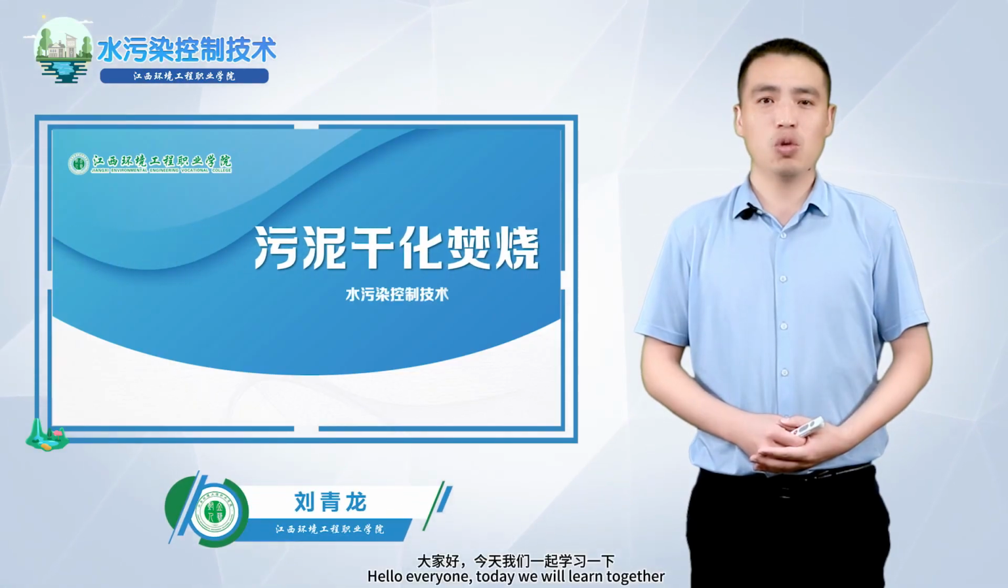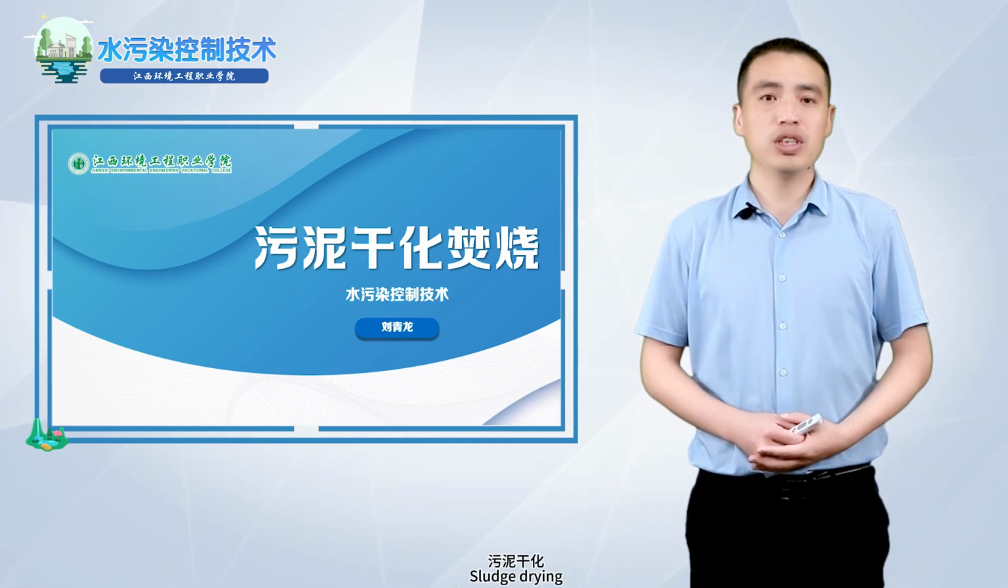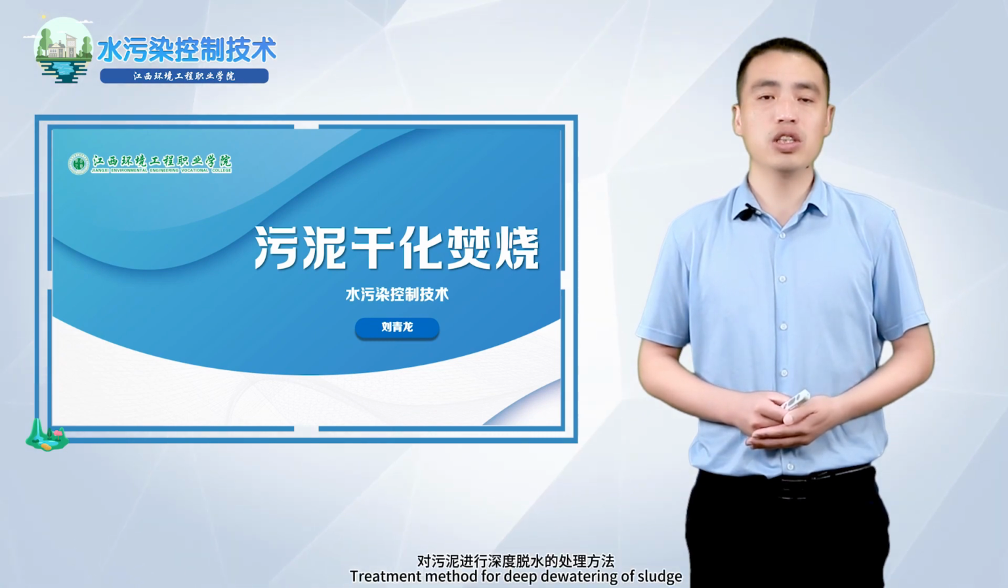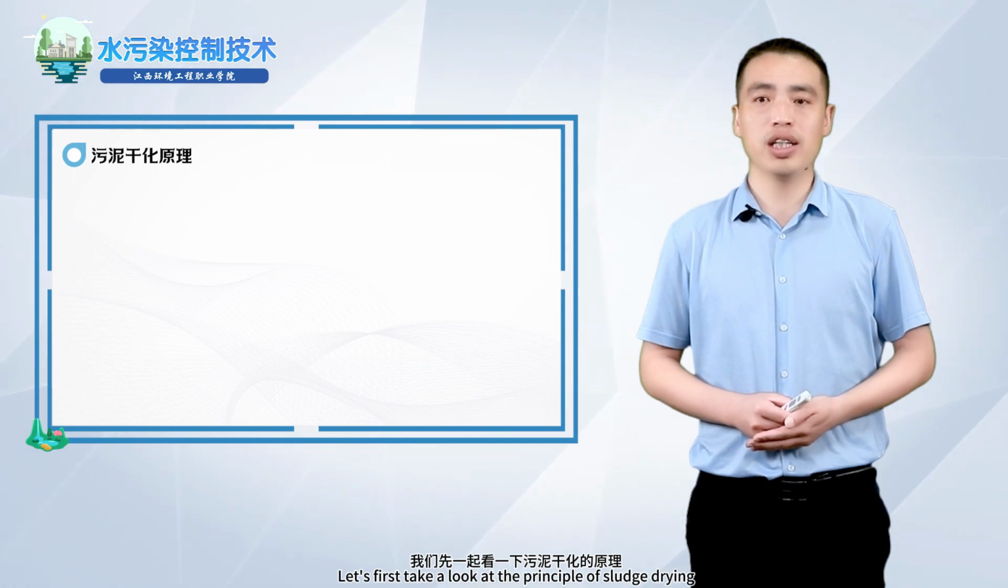Hello everyone, today we will learn together about the drying and incineration of sludge. Sludge drying is a treatment method that uses industrial equipment for deep dewatering of sludge. Let's first take a look at the principle of sludge drying.